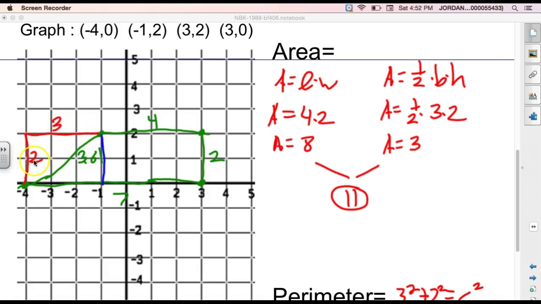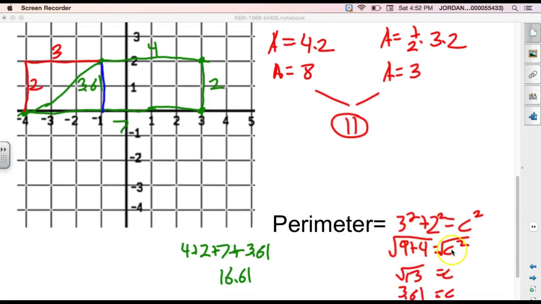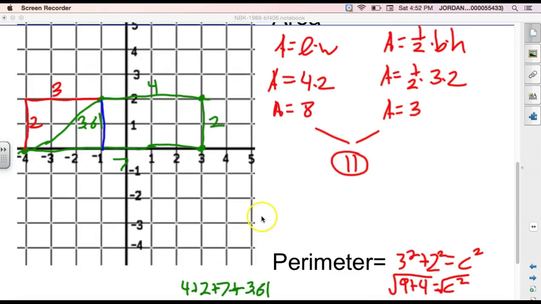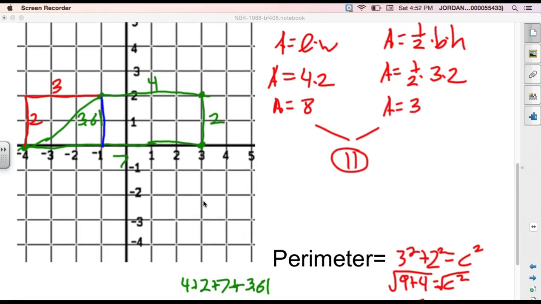One leg is 3, one leg is 2, so we plug those in for A and B into the Pythagorean theorem. So we get 3 squared plus 2 squared equals C squared. 3 squared is 9, 2 squared is 4, add them up to get 13, and take the square root to get rid of your squared. When you do the square root of 13, you get 3.61. So the length of this diagonal side is 3.61. Now we can add up all 4 sides: 4, 2, 7, 3.61, and get 16.61 for the perimeter of the figure.